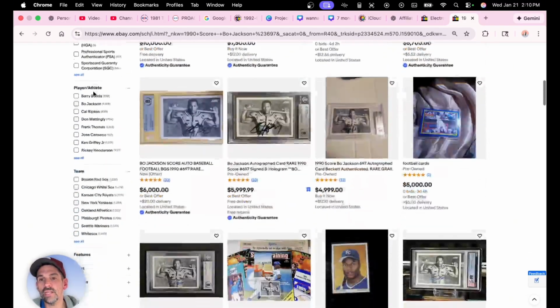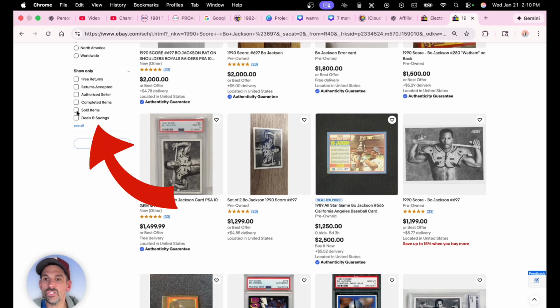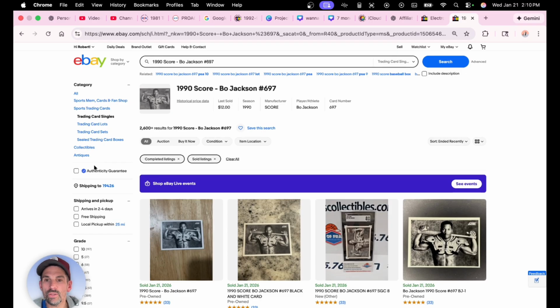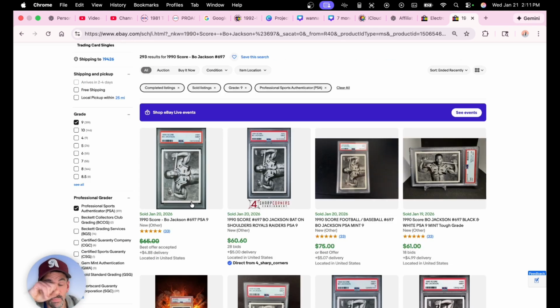On the left-hand side, if you go down all the way to the bottom where it says show only, you need to check off these two things, completed items and sold items. Once I check off those two, you'll see how they pop up here, these little bubbles. Now I'm only looking at cards that sold and that sale has been completed, meaning that the person's payment has been processed and the card has been delivered.